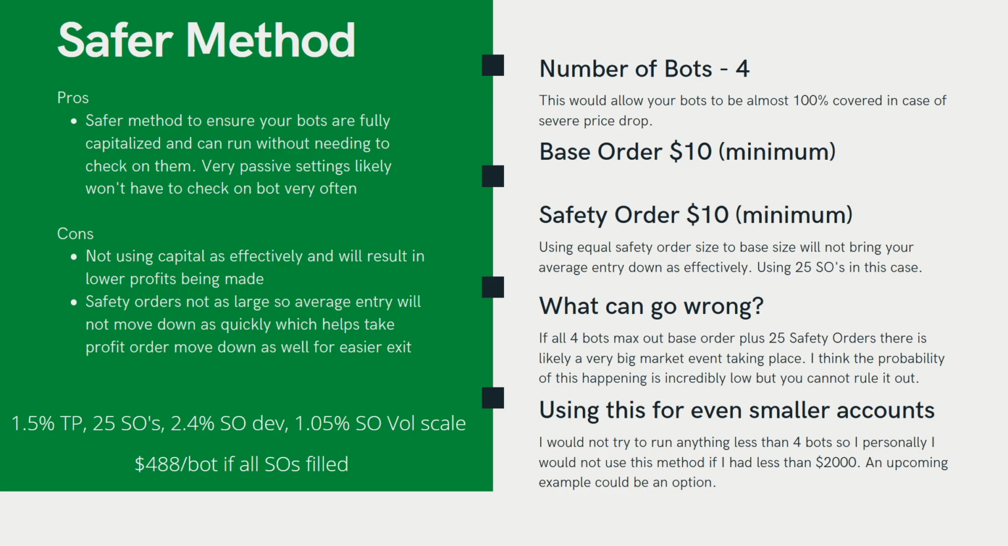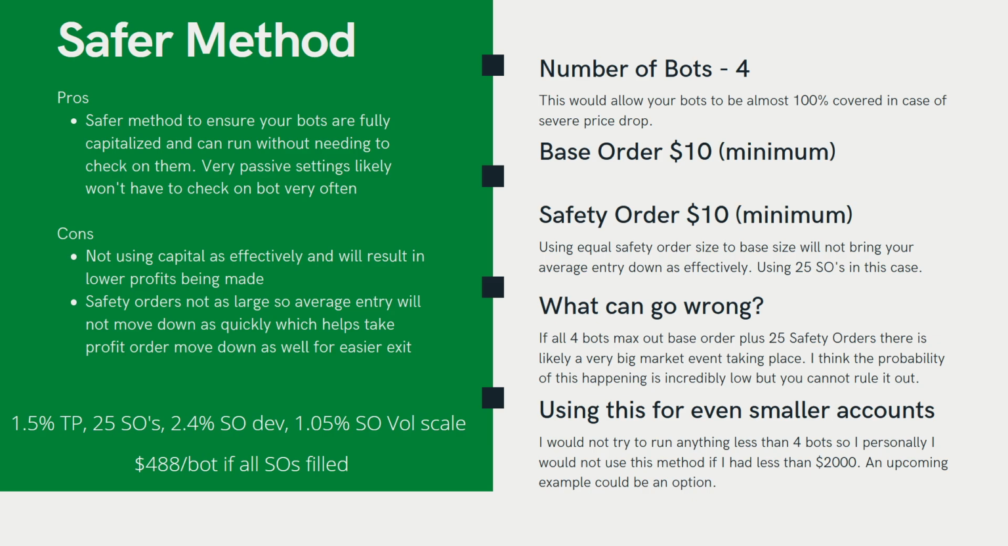And again, this would allow your bots to be basically 100% covered in case of a crazy price drop. Your base order would be $10. So if you go into 3COMMAS and you're setting your bot up, I'm literally giving you the settings to put into 3COMMAS, okay? So your base order would be $10, which is the minimum. Your safety order would also be $10, which is the minimum.